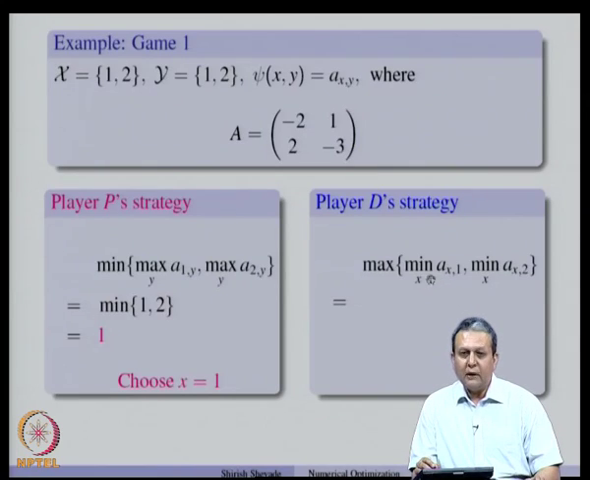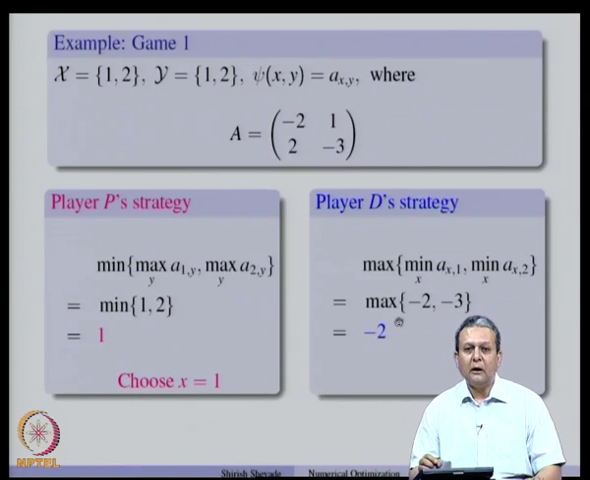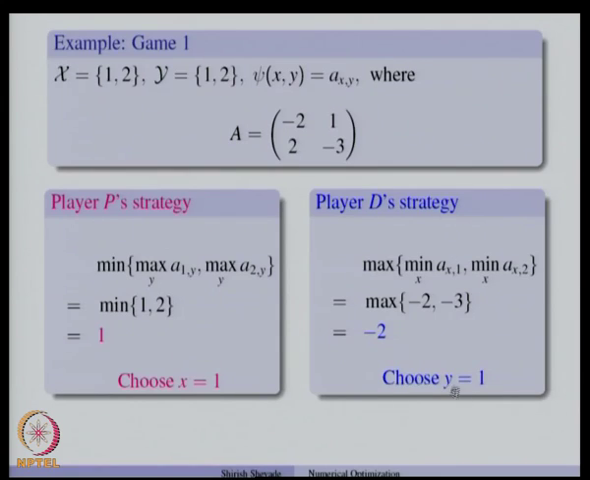So, between the two columns, the minimum in the first column is minus 2 and the minimum in the second column is minus 3, and the maximum among these two is minus 2. So, if player D chooses strategy 1, then the amount that player D will have to pay to P is only 2 units. So, it is better for player D to choose the strategy which is y equal to 1.